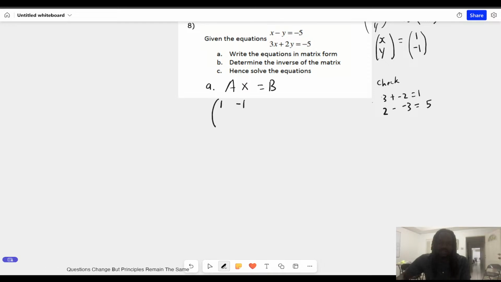If you don't see a number, the number is 1. So it's 1, negative 1, 3, 2, times X. What is X here? X will always represent the variables, the letters. Those are X and Y. And then that's equal to B. What is B? B is the answer. So that's 5 and negative 5.